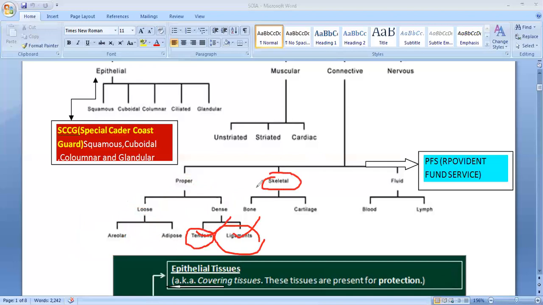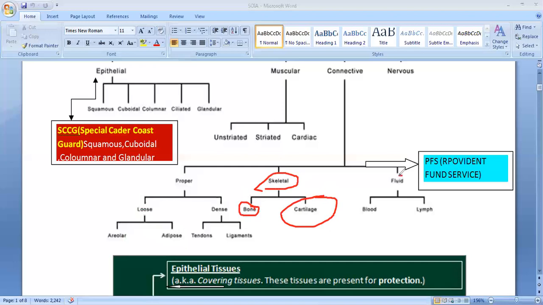Okay. So next is the skeletal connective tissue, and this is the bone and cartilage. Bone means ossified, that means it is highly strong, with calcification. That means highly ossified bones, and cartilage may be flexible and pliable. But bone is brittle, and it cannot be bent. Okay, so this is the skeletal connective tissue.